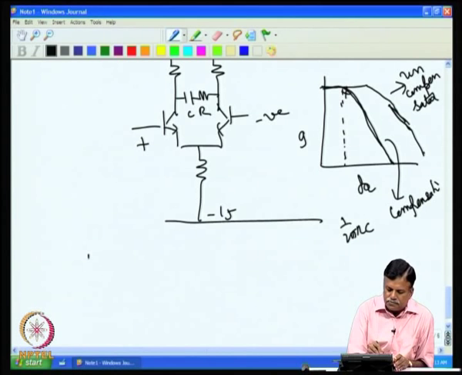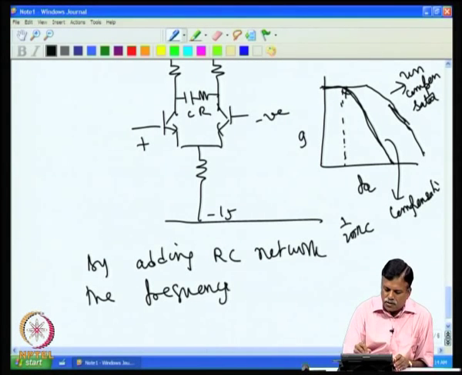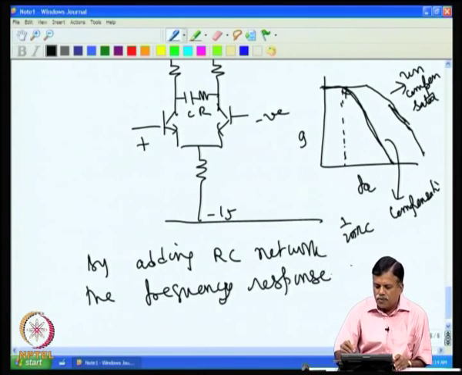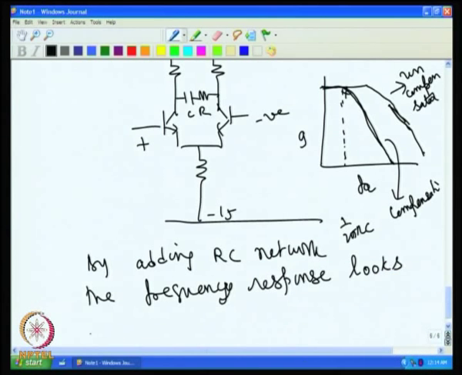So, by adding the RC network, the frequency response looks as if it is a single pole amplifier.